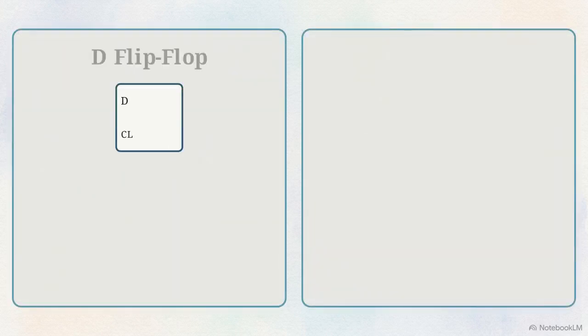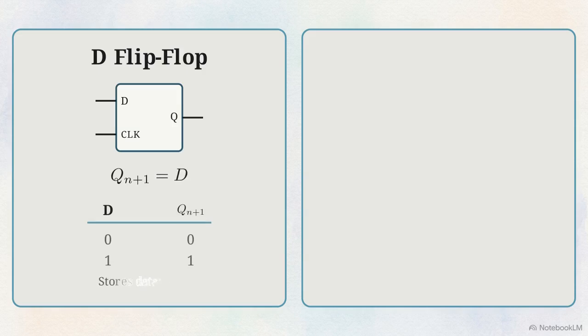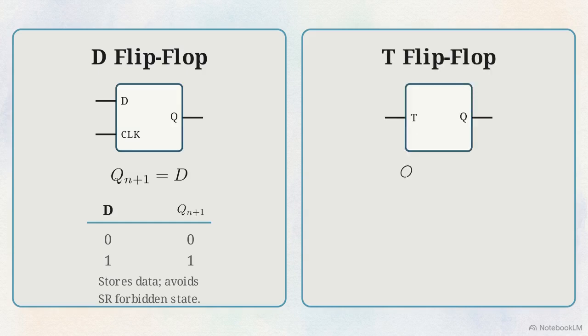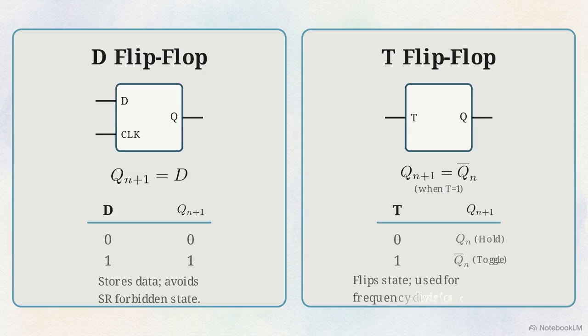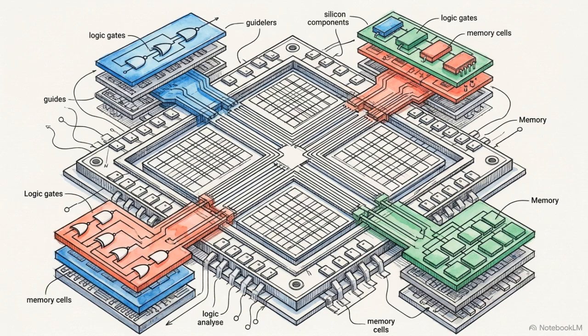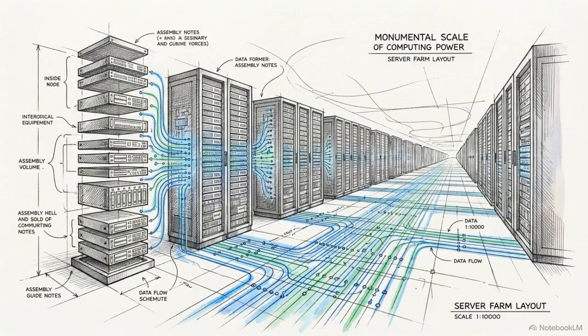Let's lock in our two single-input devices with a quick cheat sheet. On the left, we have the D flip-flop. D stands for data or delay. It safely avoids the SR forbidden state and stores exactly what it receives. On the right, the T flip-flop. T stands for toggle. It isolates the best feature of the JK flip-flop, flipping its state on command to divide clock frequencies. By reducing their inputs, these components sacrifice flexibility for absolute predictability. Mastering them gives you the exact tools needed to construct the memory banks and processor clocks running inside every modern computer.